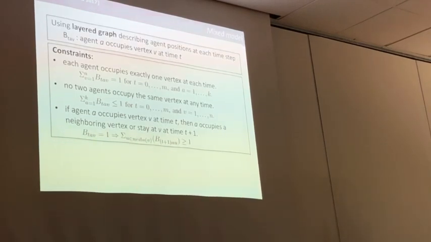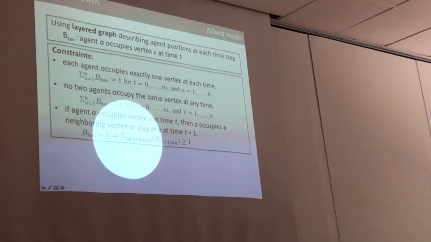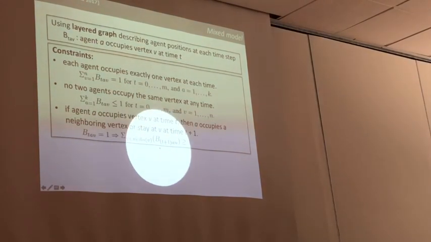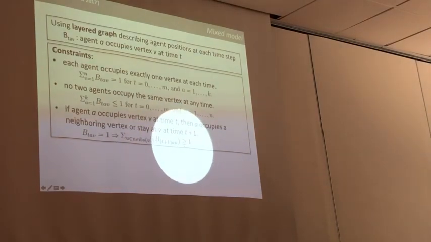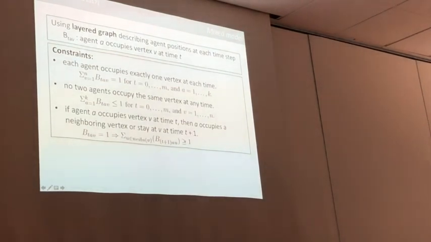How to describe that the agent moves. If the agent is at vertex v at time t, then in the next time it will be in one of the neighbors, where we include the node v in the neighbors. So you may ask, oh, why is greater or equal than 1? It should be equal to 1, right? So the agent moves there.